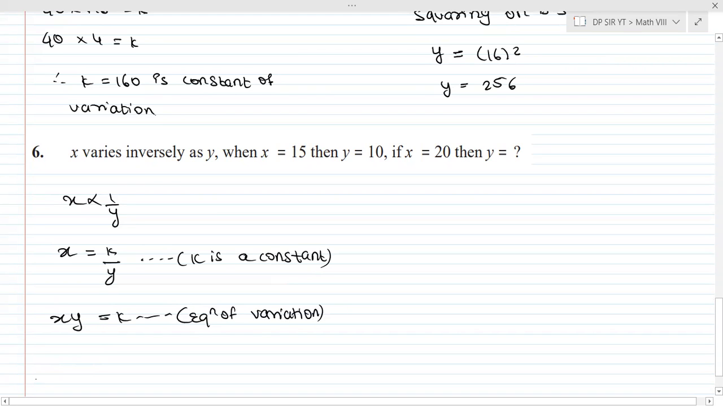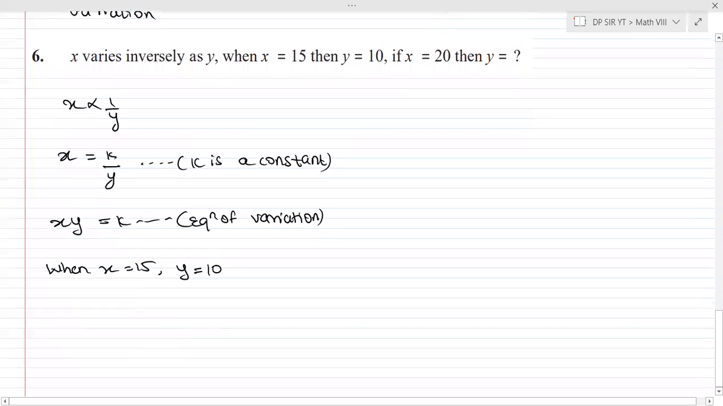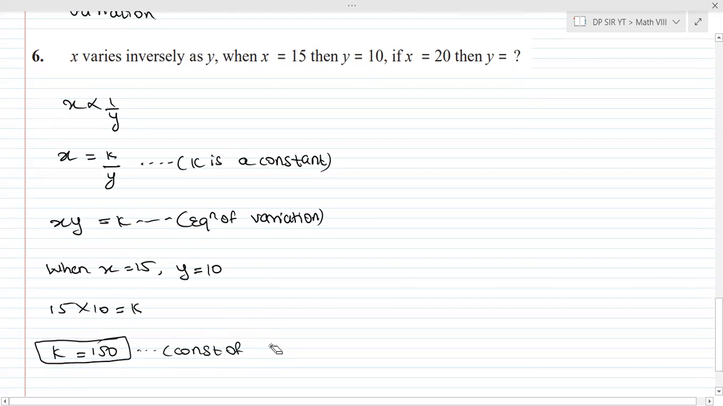Okay. Then what else can I do? Equation of variation is found. Now when X is equal to 15, Y is equal to 10, what will I get from this? From this I will get the value of K. So XY, that is 15 into 10 is equal to K. Therefore 150 is equal to K. So I would suggest write it in this way. K is equal to 150. Okay. This is a constant. Don't forget. It's the constant of variation. I'm writing the short form of constant. You all don't do so.